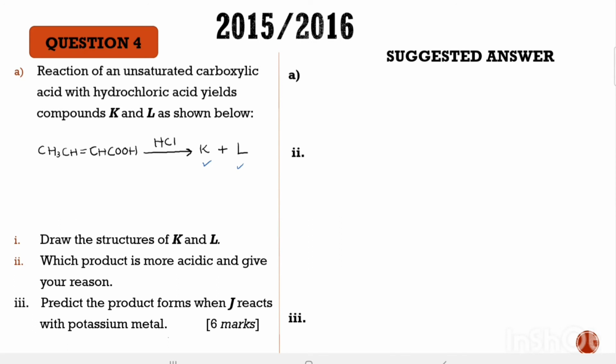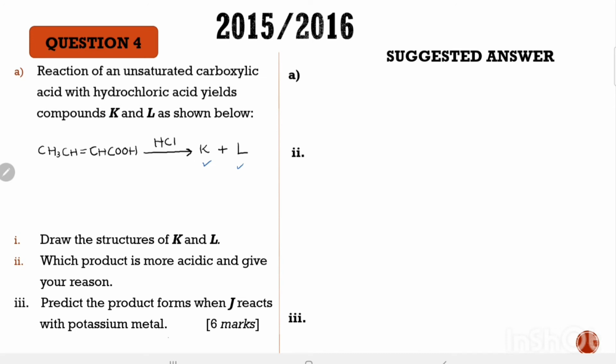Okay, for A, reaction of an unsaturated carboxylic acid with hydrochloric acid yields compounds K and L as shown below. Okay, the question is draw the structures of K and L. Which product is more acidic and give your reason. Predict the product forms when J reacts with potassium metal. So 6 marks for question 4A.